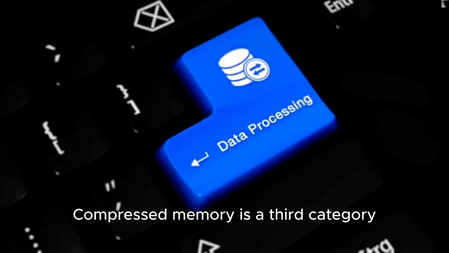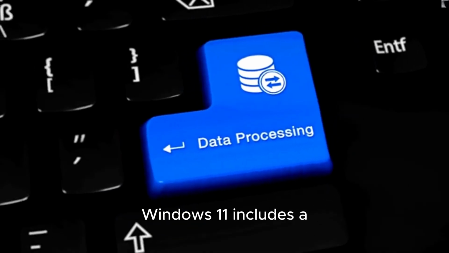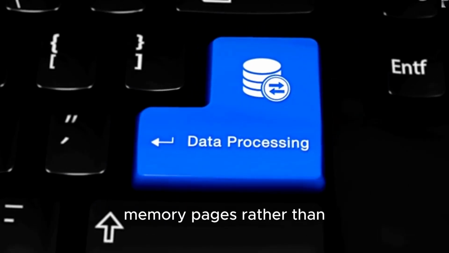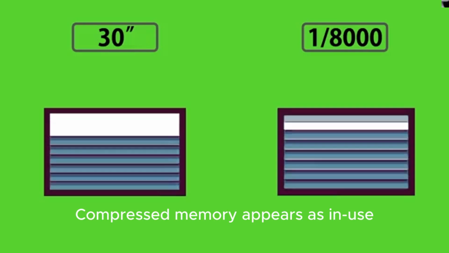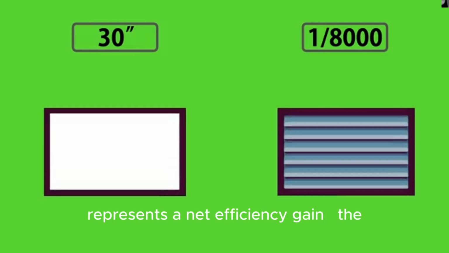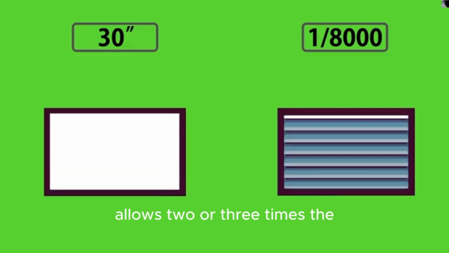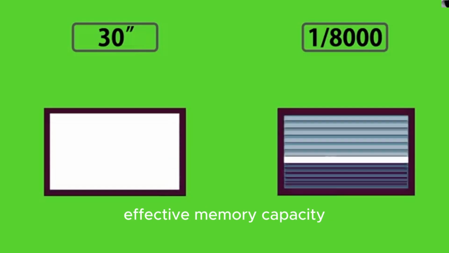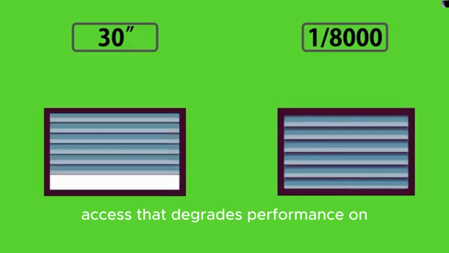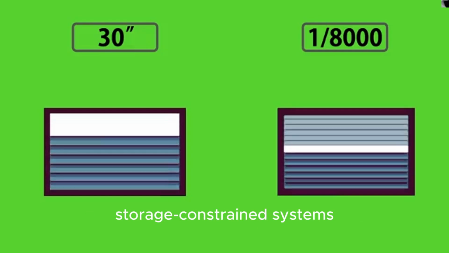Compressed memory is a third category. Windows 11 includes a memory compression system that compresses infrequently accessed memory pages rather than writing them to the page file on storage. Compressed memory appears as in use in system memory displays, but represents a net efficiency gain. The compression ratio typically allows 2 or 3 times the effective memory capacity, reducing the frequency and severity of page file access that degrades performance on storage-constrained systems.